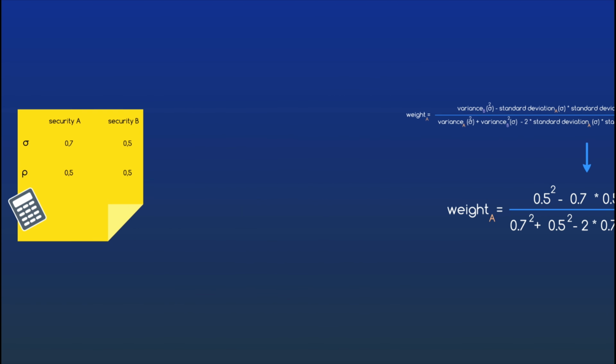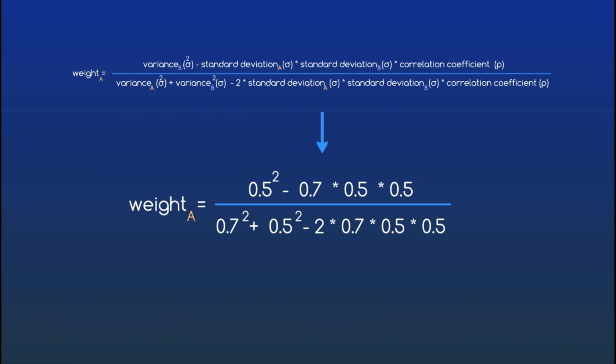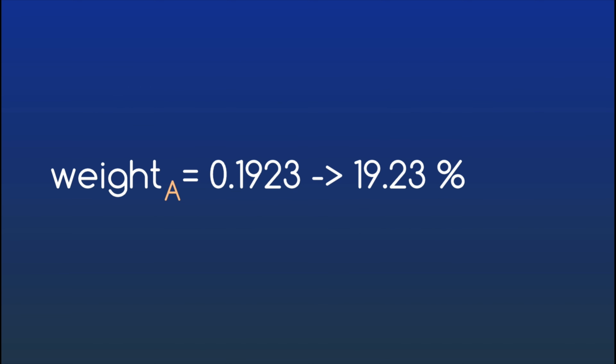Substituting these values into the formula, we get weight of security A equals 0.5 squared for the variance of security B minus 0.7 for the standard deviation of security A times 0.5 for the standard deviation of security B times 0.5 for the correlation coefficient between the two securities, divided by 0.7 squared for the variance of security A plus 0.5 squared for the variance of security B minus 2 times 0.7 for the standard deviation of security A times 0.5 for the standard deviation of security B times 0.5 for the correlation coefficient. The weight of security A is therefore 19.23%.